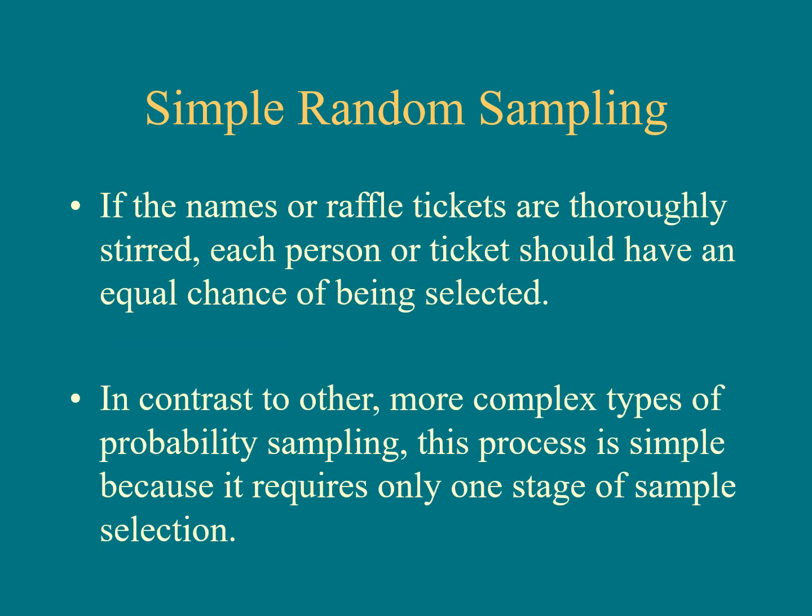If the names or raffle tickets are thoroughly stirred, each person or ticket should have an equal chance of being selected. In contrast to other, more complex types of probability sampling, this process is simple because it requires only one stage of sample selection.